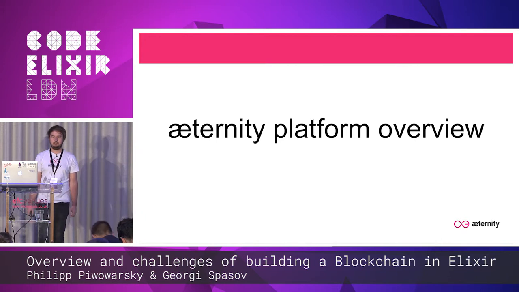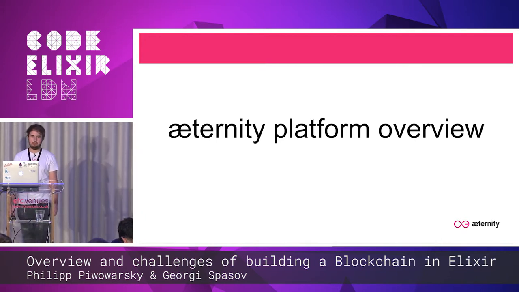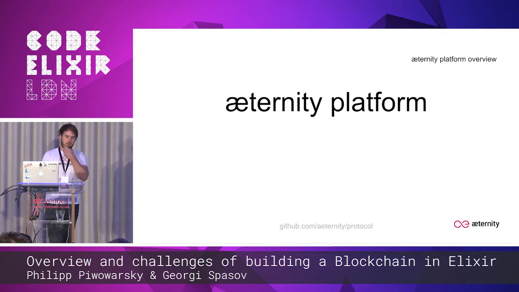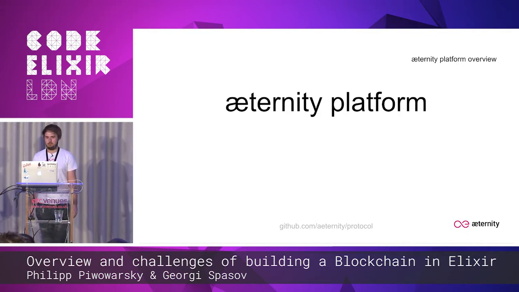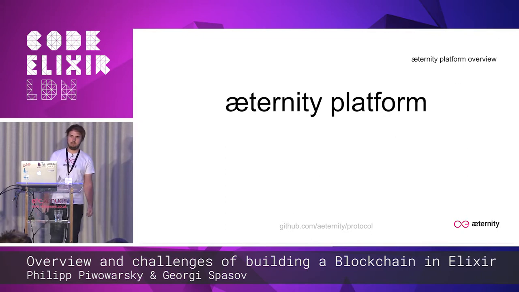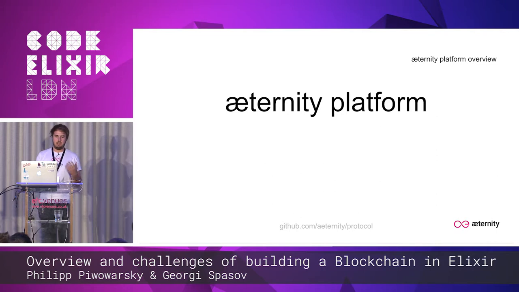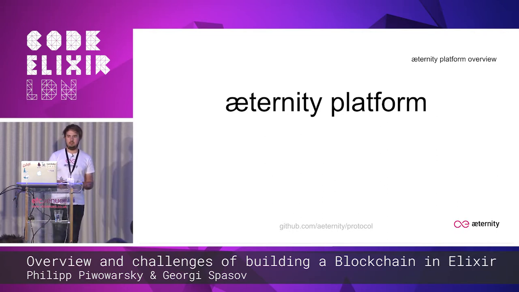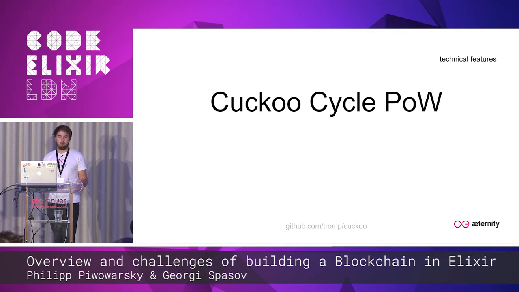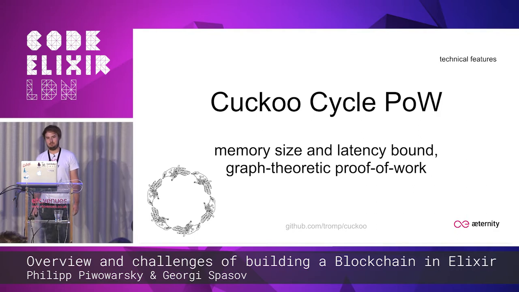So yeah, I'm going to start off by giving an overview of the Aeternity platform and the Aeternity blockchain. Aeternity is a public blockchain platform like Ethereum. It's still under development. What we focus on is having a lot of first-class citizens in our blockchain and ease of use for developers. It's a proof-of-work public blockchain. We use Cuckoo Cycle proof of work, and this is bound by memory latency, so there's not that much energy waste as you may know from Bitcoin or Ethereum.